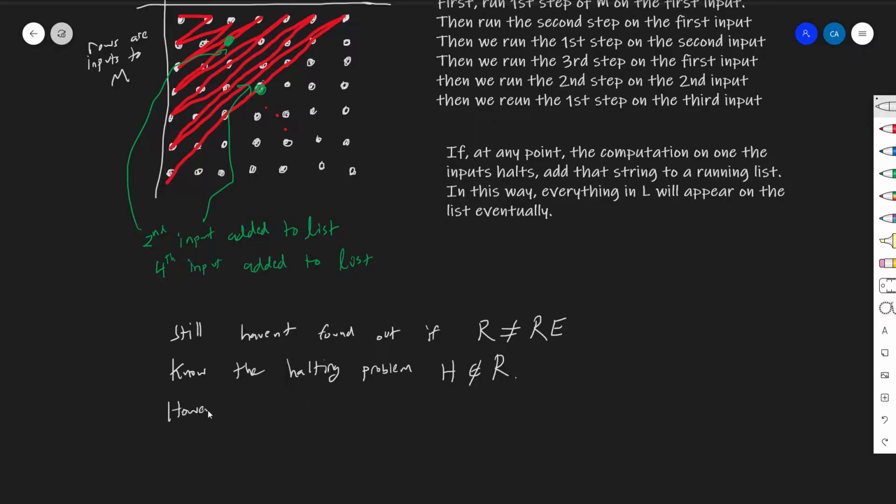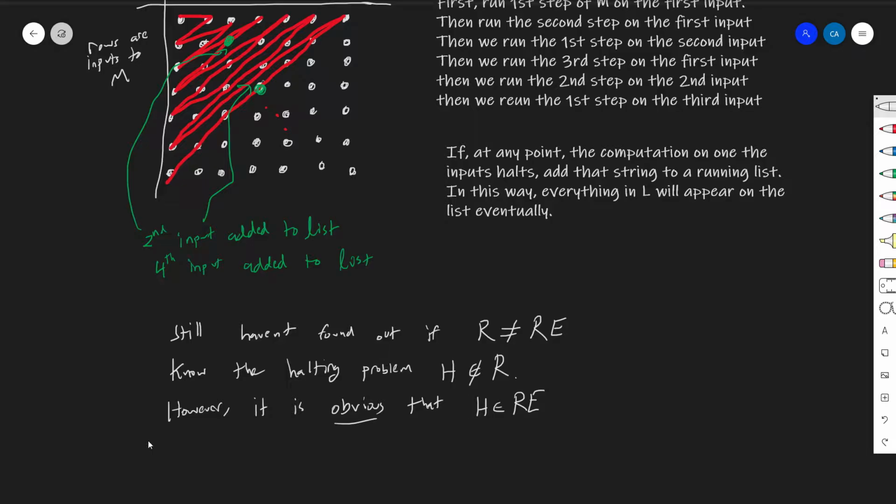However, it is obvious. Not obvious enough that you'll know it immediately, but obvious enough that I can explain it extremely quickly, that the halting problem is nonetheless in RE. It is recursively enumerable. Why? Why is the halting problem recursively enumerable? What's an algorithm for it? Remember what the halting problem is.